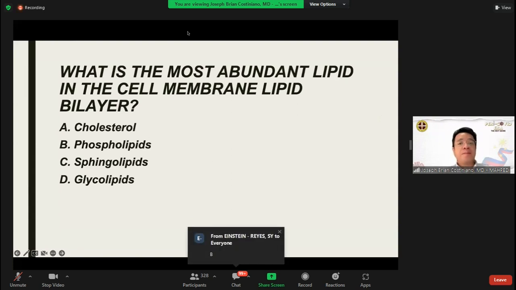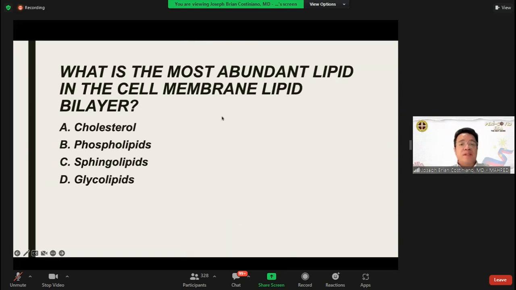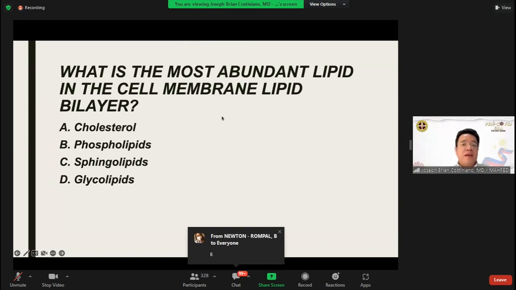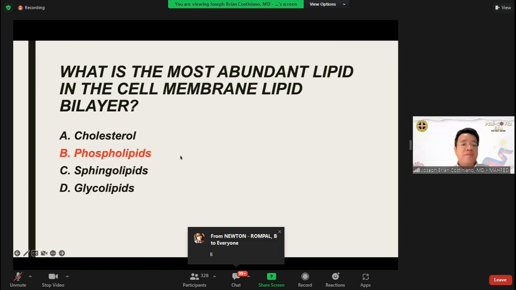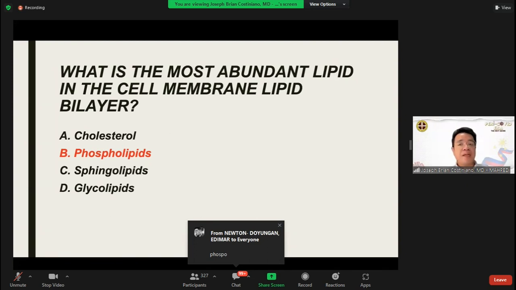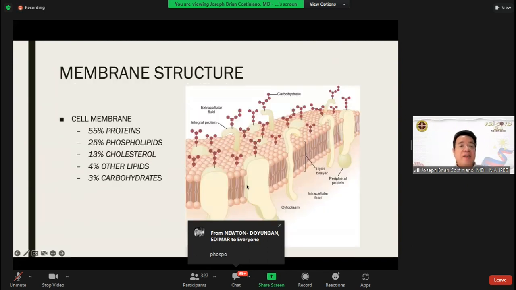Glycolipids. Okay, tingnan natin yung mga sagot. Answer mostly is letter B, no? Which is correct, no? Phospholipids po ang pinaka-abundant natin na lipid sa cell membrane lipid bilayer.